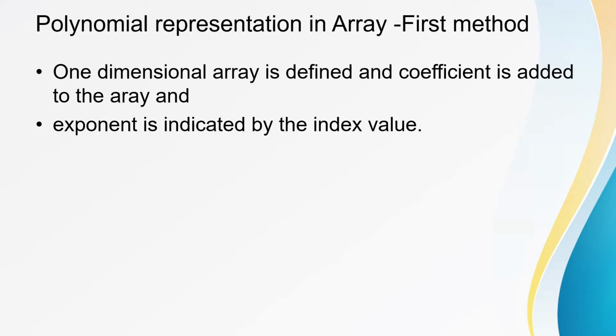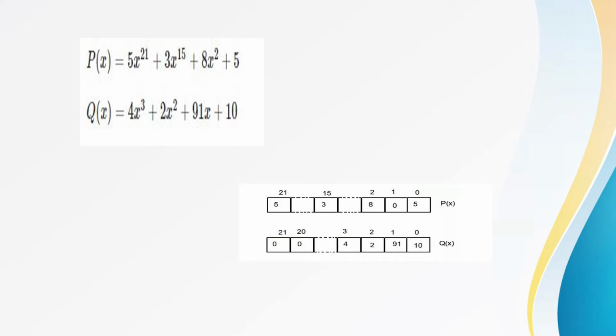Polynomial representation in array, first method. A one-dimensional array is defined and the coefficient is stored in the array while the exponent is indicated by the index value. This picture depicts the polynomial expression of the first method. P of x is equal to 5x^21 plus 3x^15 plus 8x^2 plus 5, and q of x is equal to 4x^3 plus 2x^2 plus 91x plus 10. The polynomial expressions listed in the arrays are depicted below.